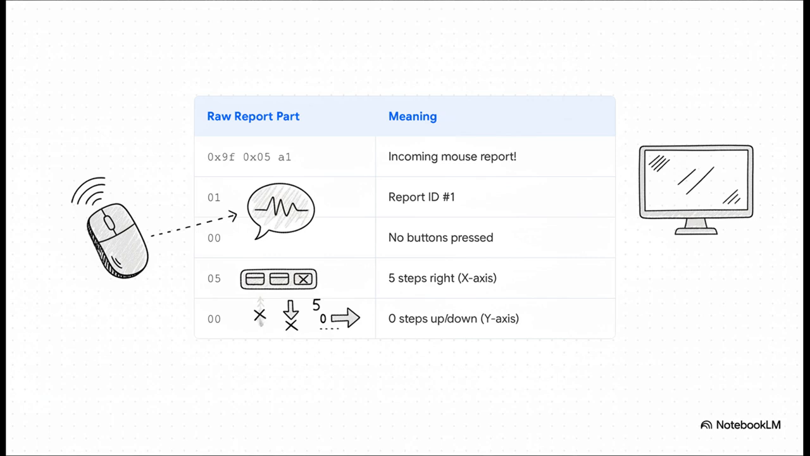But let's decode it. The first bit is just a header, basically yelling mouse report coming in. Then you see that 00. That means no buttons are being pressed right now. Simple enough. Then 05. That's the important part. It means move 5 units to the right. And the last 00, don't move up or down at all. And that's it. That's the entire message. A perfect little sentence describing one precise movement.